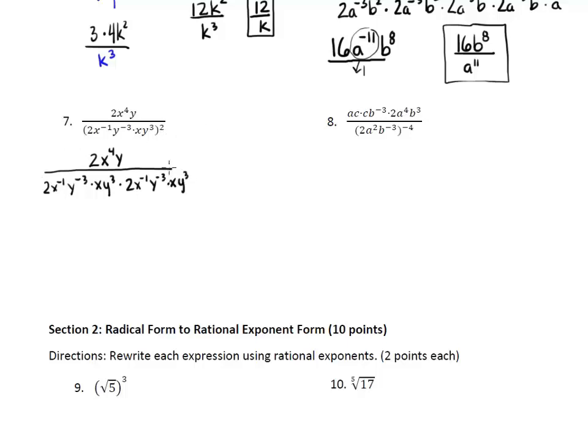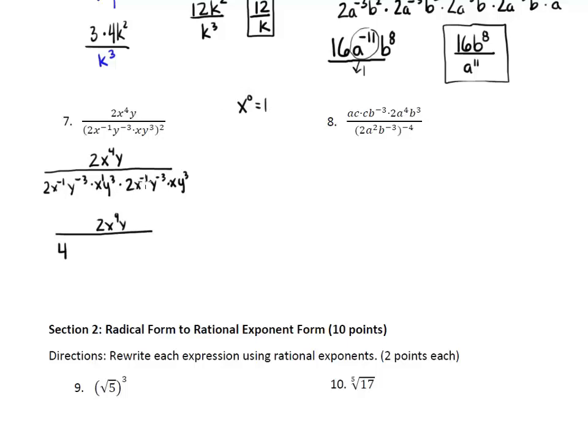Oh, we can clean up the bottom a lot. I'm going to just keep the top the way it is, 2x to the fourth y. So on the bottom, I got 2 times 2 is 4. I've got x to the negative 1 times x to the 1, well, those are just going to cancel out. It's going to be x to the 0. Negative 1 plus 1 is 0. So that's x to the 0, which is x to the anything to the 0 power is just equal to 1. So that's equal to 1.